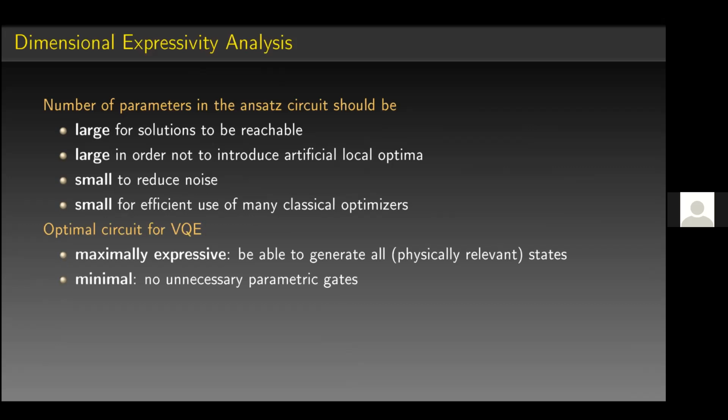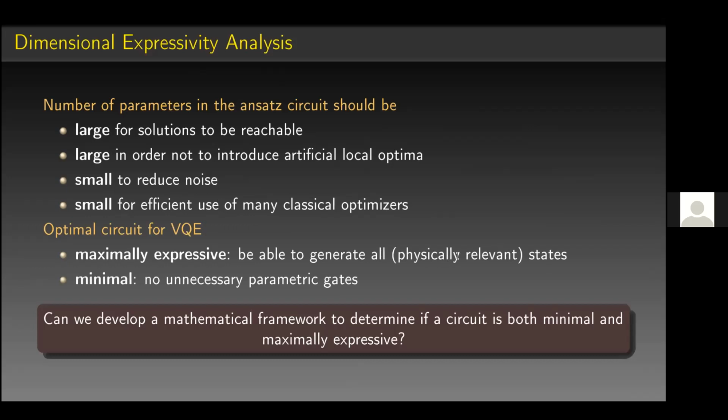So for the rest of the talk, consider an optimal circuit for this variational quantum eigensolver to be maximally expressive, so it should be able to generate all physically relevant states. At the same time, it should be minimal, meaning there should be no unnecessary parametric gate operations in my ansatz which do not contribute to the space of reachable states. Dimensional expressivity analysis is a mathematical framework allowing us to determine if a circuit is both minimal and maximally expressive.